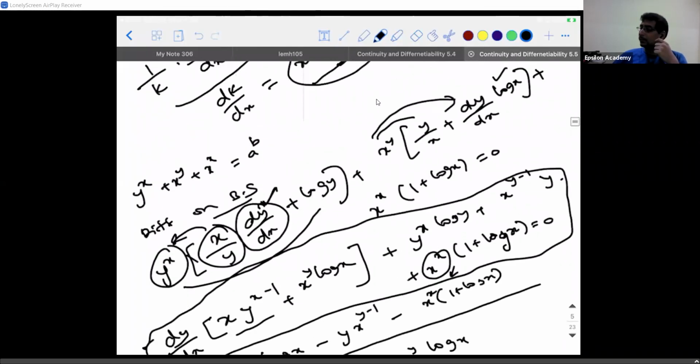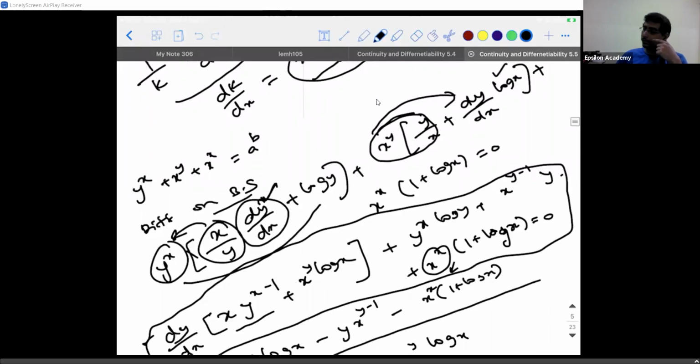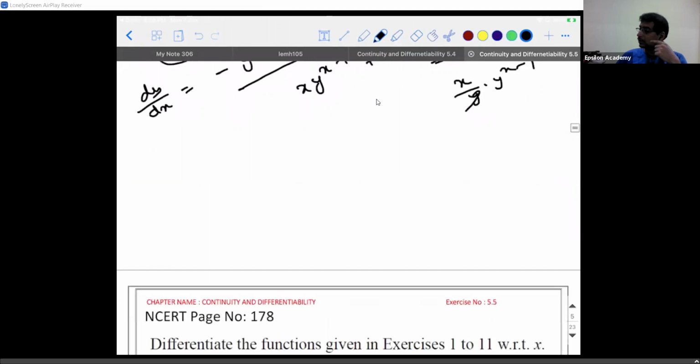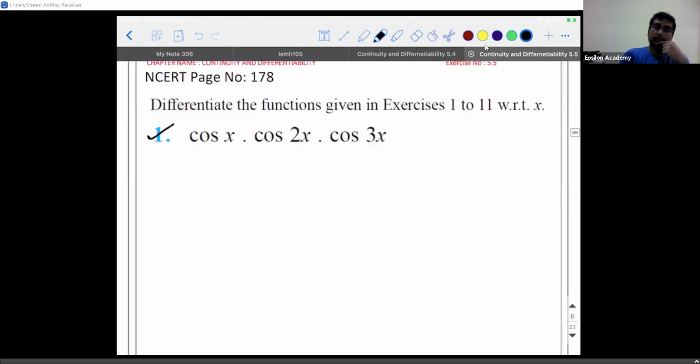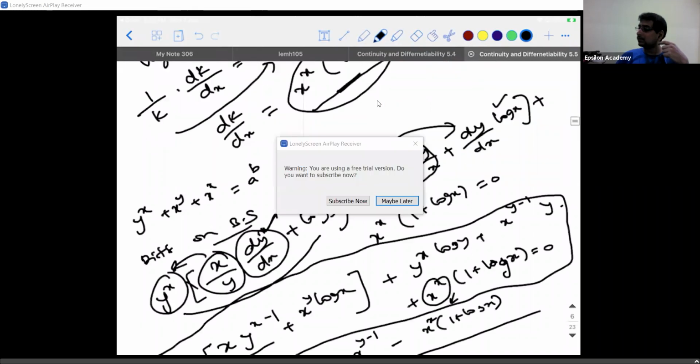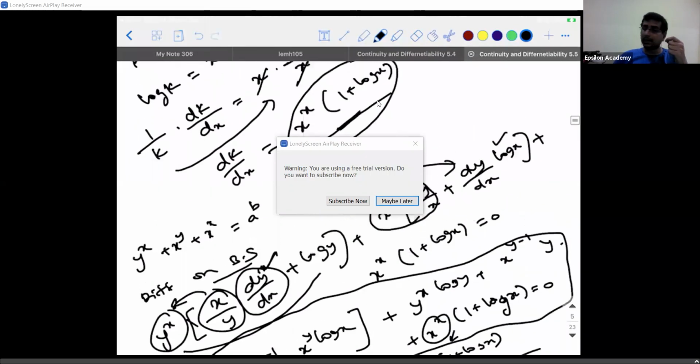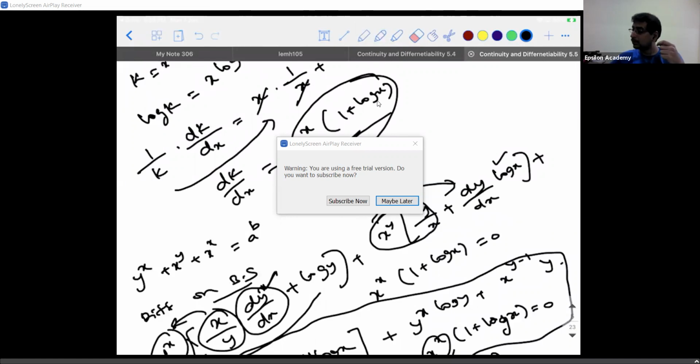Within the same logic, x power y into y by x is nothing but y into x power y minus 1. Basic exponents. How that came? It is very simple, right? Try to elaborate and see. y into x power y divided by x, you do this rough work and see. x power y will get cancelled. So y into x power y minus 1.